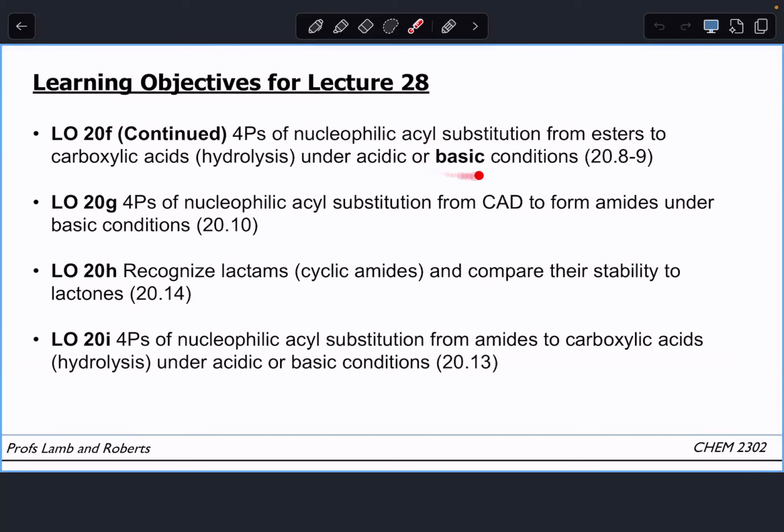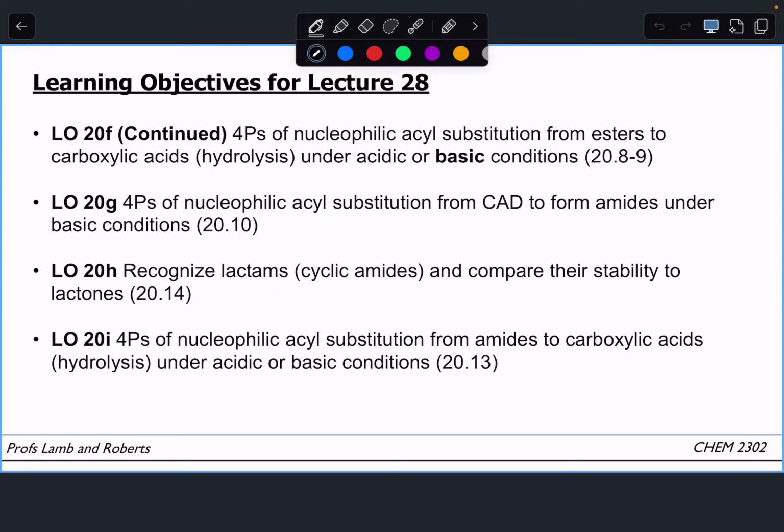So we're going to do basic conditions today. We did acidic on Friday. We're going to do basic today. And then we're going to talk about amides for the rest of the time. So kind of recapping how we can make amides, lactams, which are cyclic amides, and then hydrolysis of amides. So a lot of amides today.